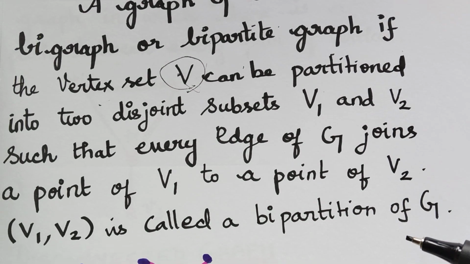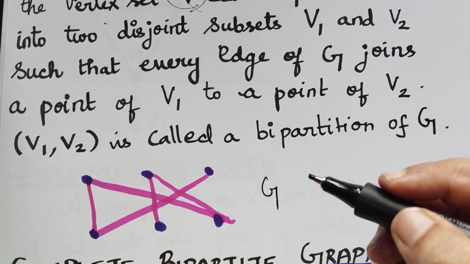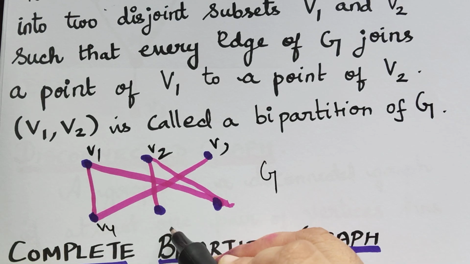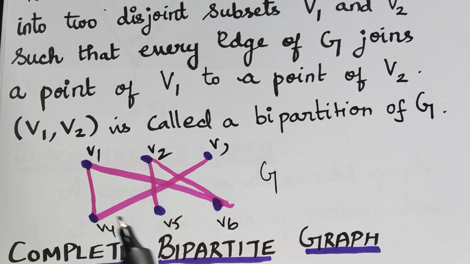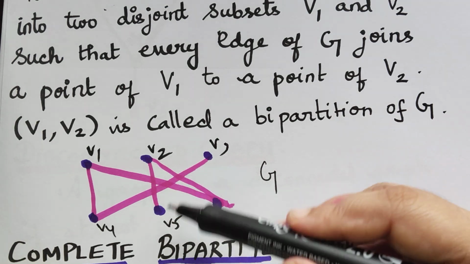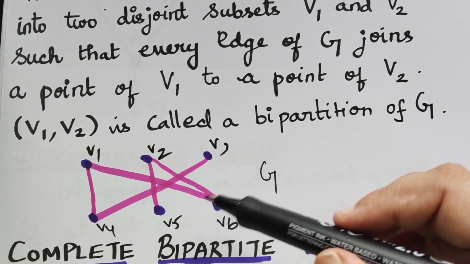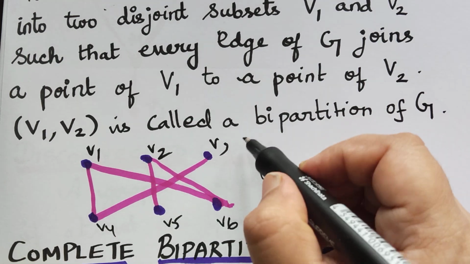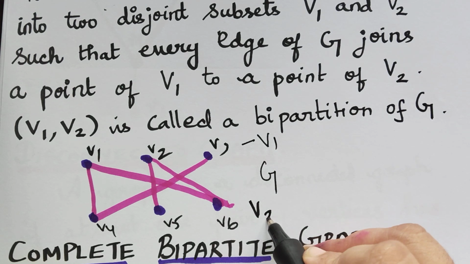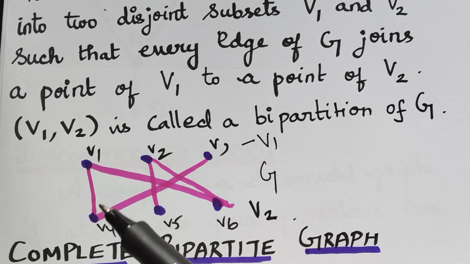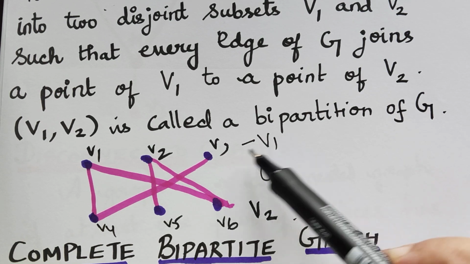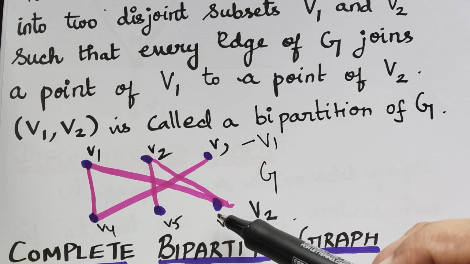Now if you see a graph G, we will consider the vertices V1, V2, V3, V4, V5, V6. All these vertices belong to graph G, but with the bipartition, these 6 vertices are separated as the set capital V1 and the set V2. And we see that every edge from V1 joins V2. That is, the set of vertices from V1 joins only the set of vertices from V2.